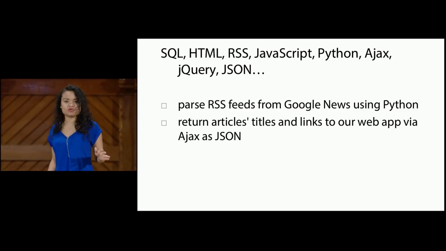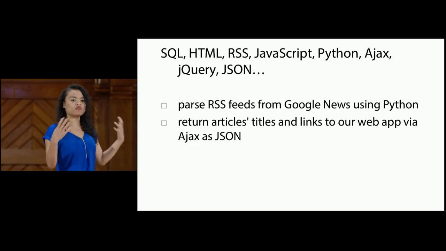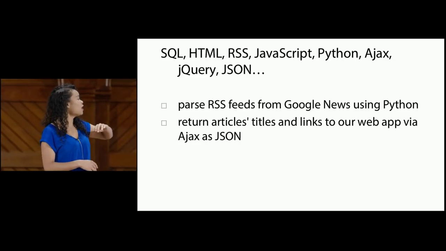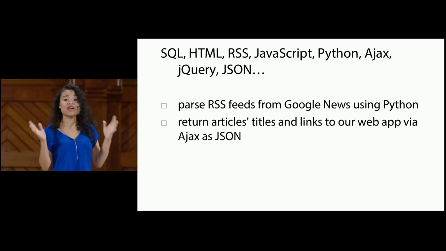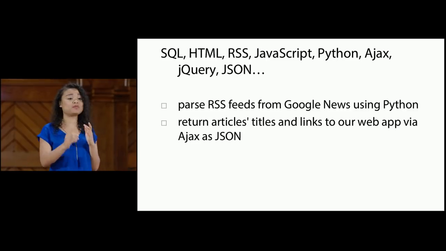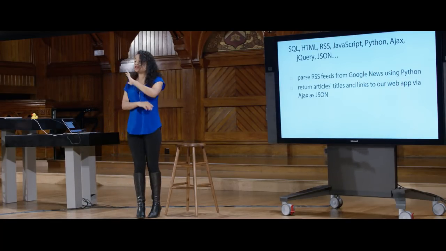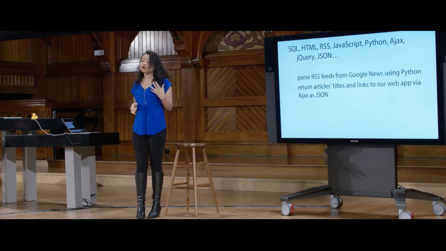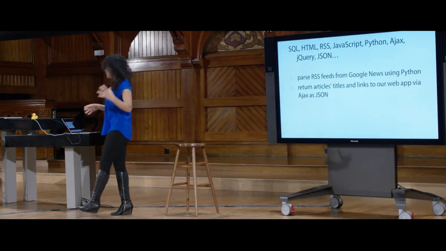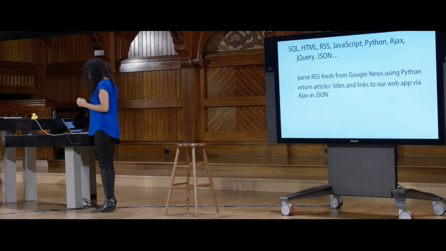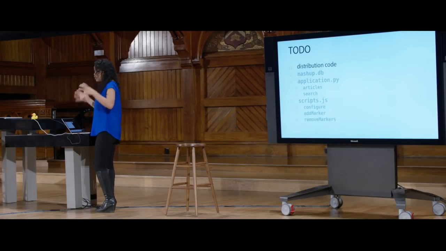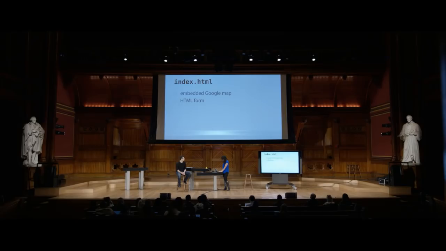Now, we already went through this a little bit already, but just to refresh your memory, you're going to want to be interacting with various things in this problem. We're going to be interacting with SQL, HTML, RSS, JavaScript, Python, jQuery, JSON, everything. So we're going to want to understand what belongs to what and which functions are going to belong in which sections. So let's look at the distribution code first.